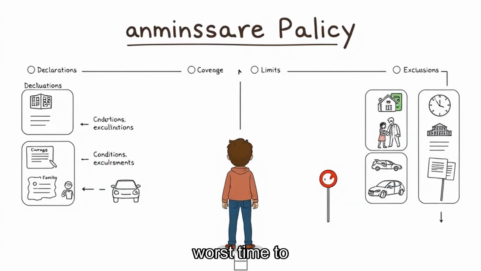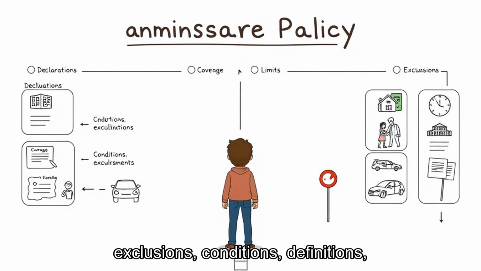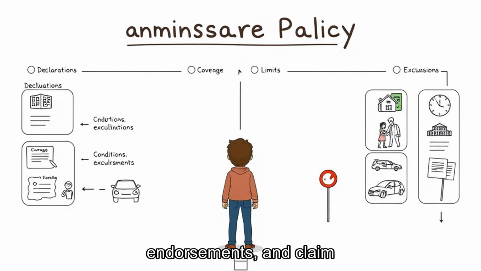So reading an insurance policy means moving in order. Declarations page, insured details, dates, insuring agreement, limits, deductibles, exclusions, conditions, definitions, endorsements, and claim rules. Once you know that map, the document becomes less intimidating. Insurance still has legal language, but you can see where the real decisions are hidden.